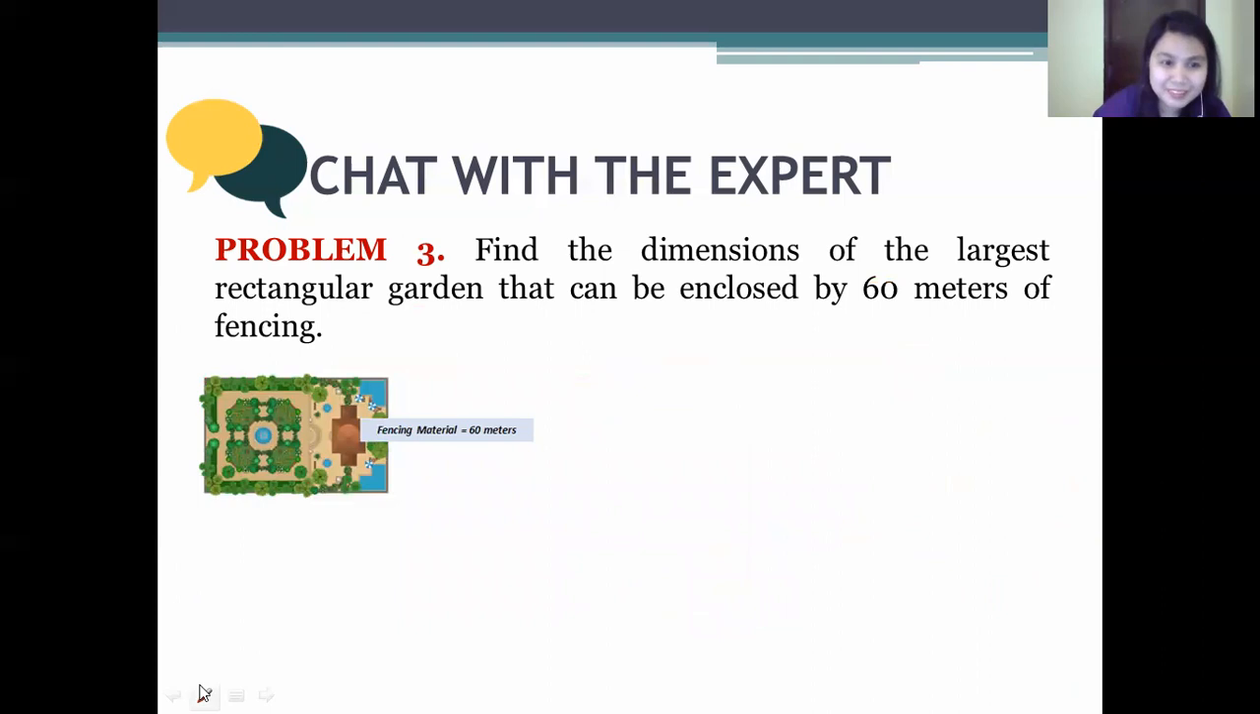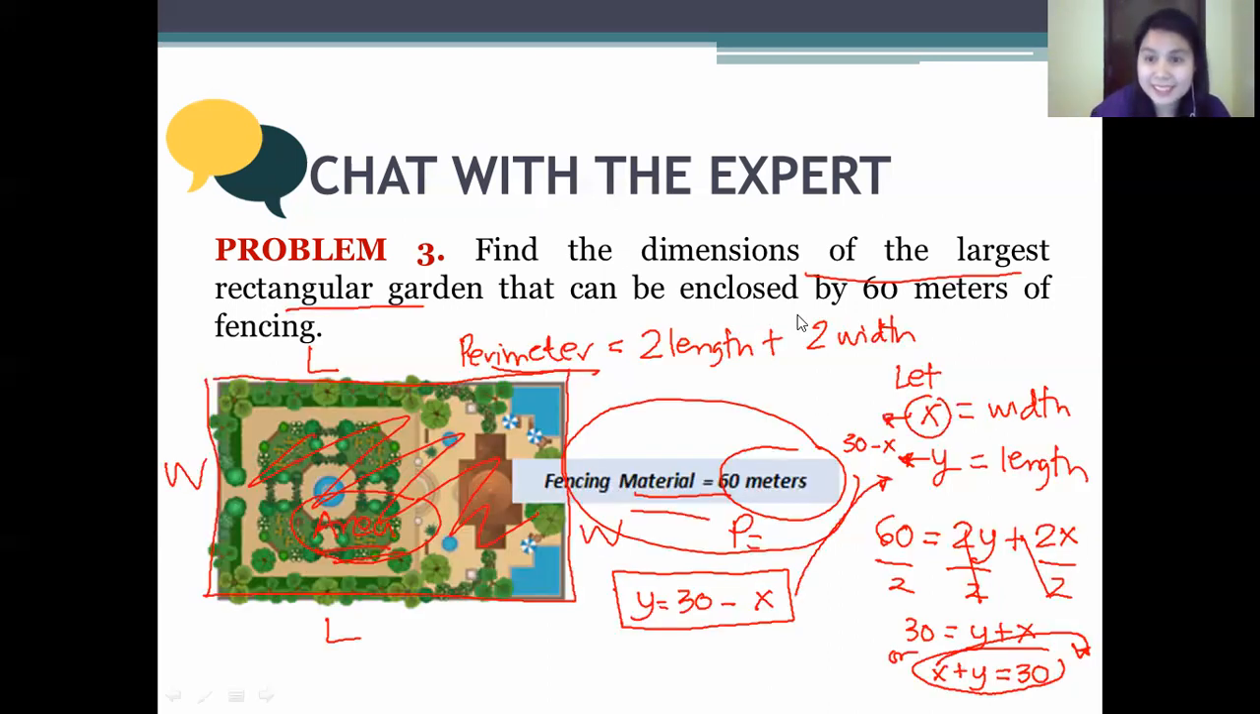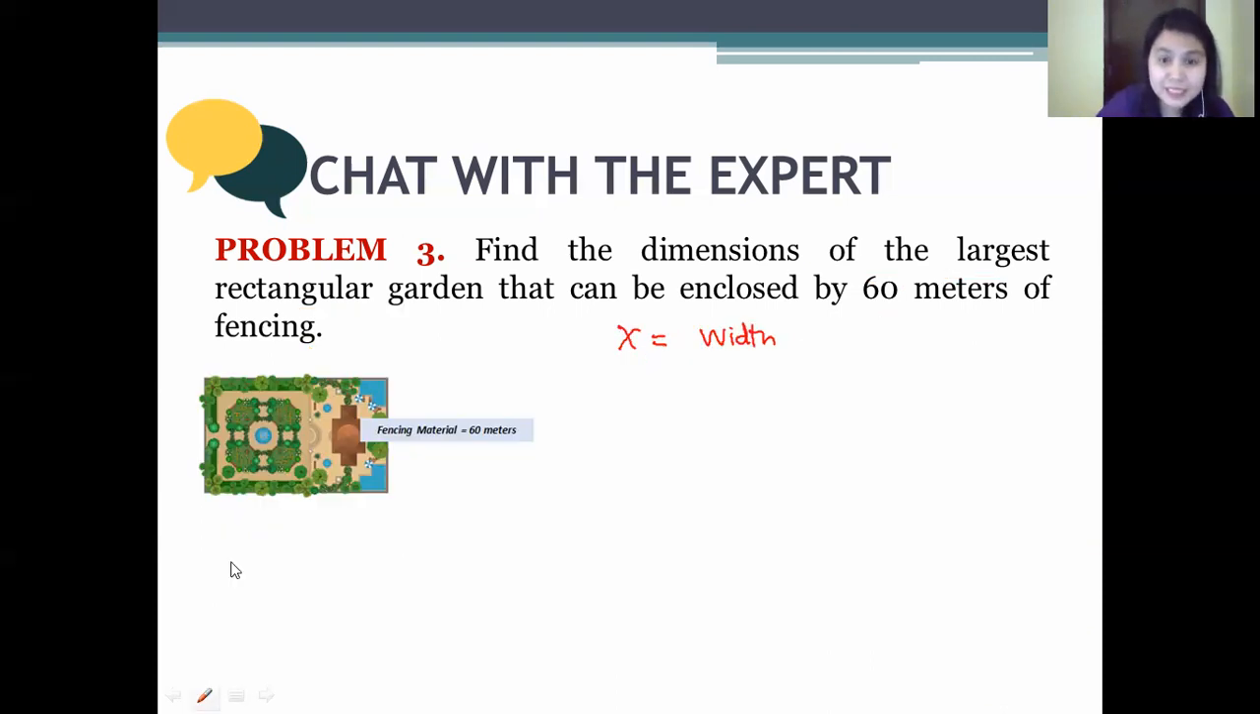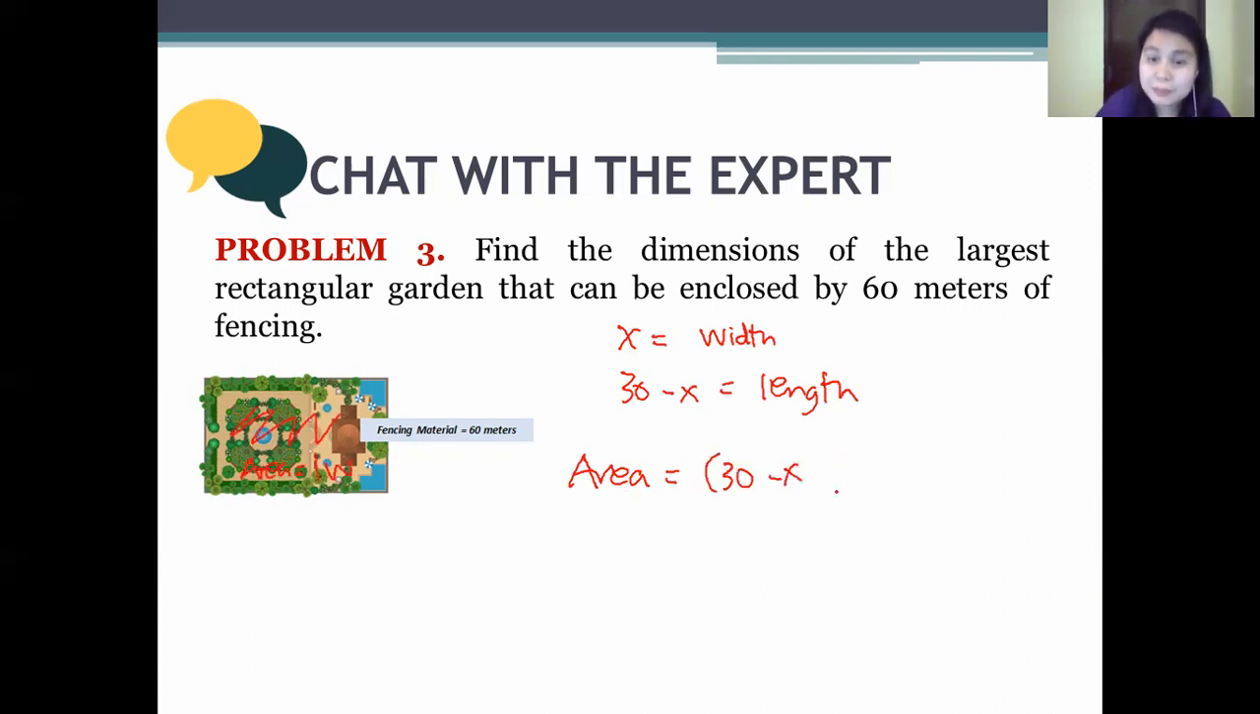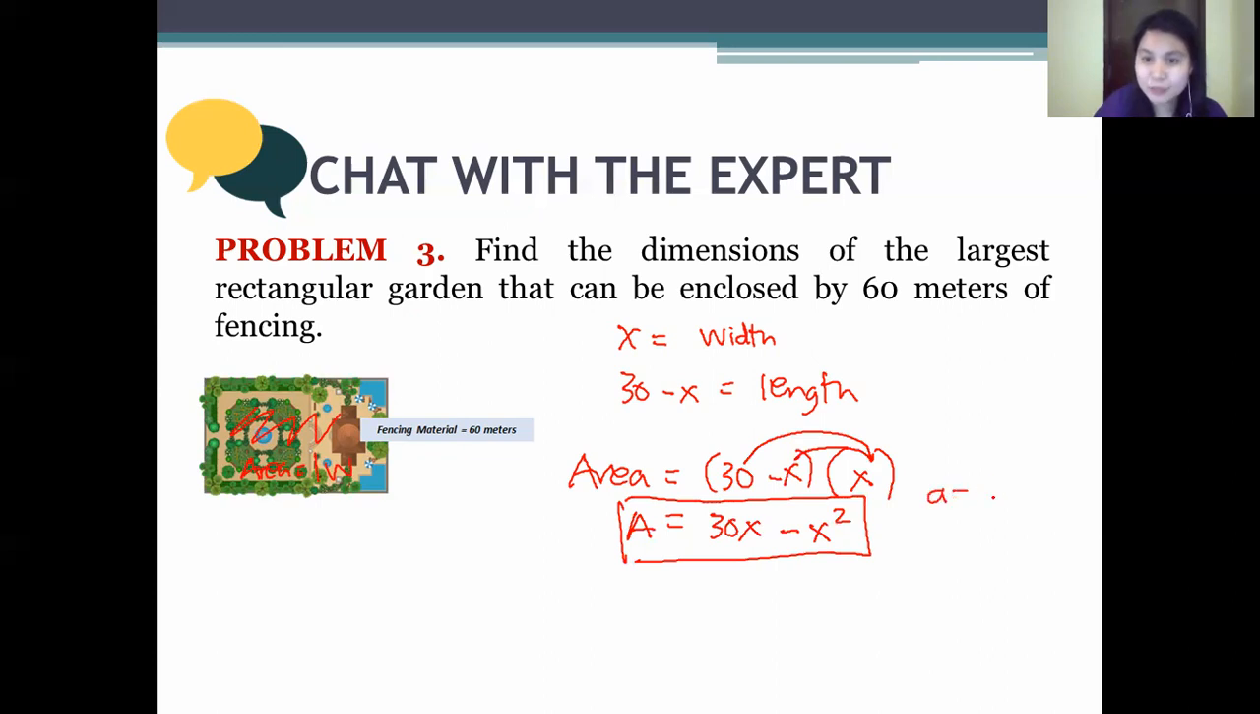Let me write it again. Our width is X and our length is 30 minus X. That is our length. Let's solve for the largest area. Remember, when we solve for the area, that will be length times width. So the length, you multiply it by the width, x. Let us distribute it. 30 times x, 30x. X times negative x, you have negative x squared. This is now our area. So with that, our A is negative 1, and our B is 30, our C is 0.